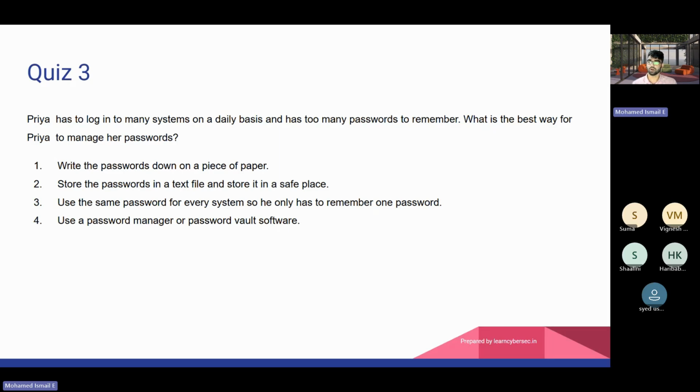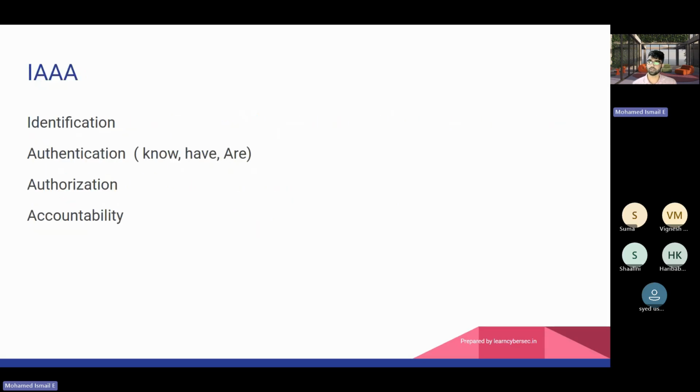Write the passwords down on a piece of paper, store the passwords in a text file and store it in a safe place, use the same password for every system, or use a password manager or password vault software. All right, it's a very easy, straightforward question, right? So use a password manager or password vault software to manage too many passwords. That's the answer. It's a very fundamental, basic question, as this exam is a very starting one from ISC2.